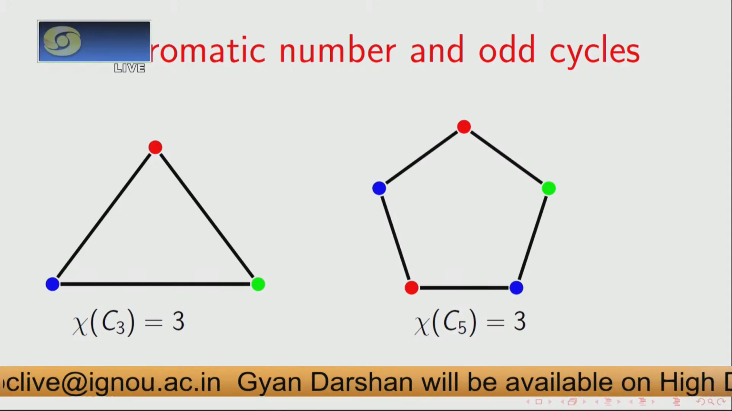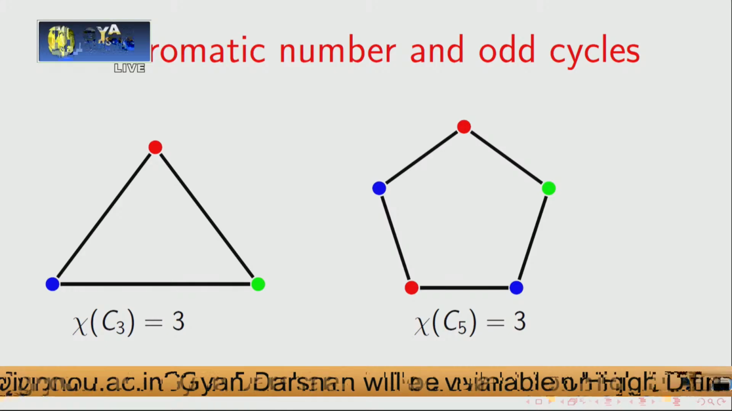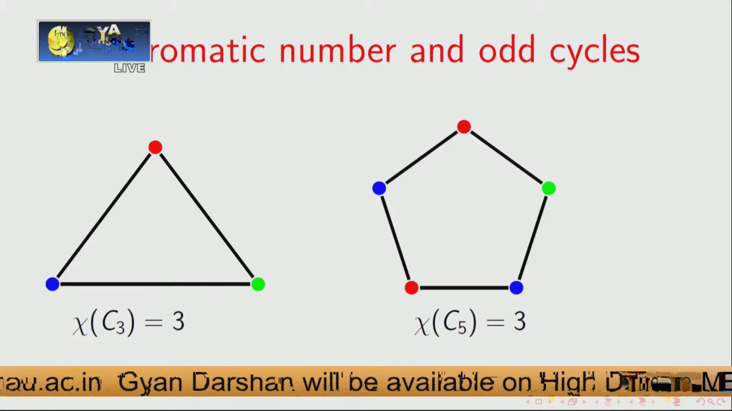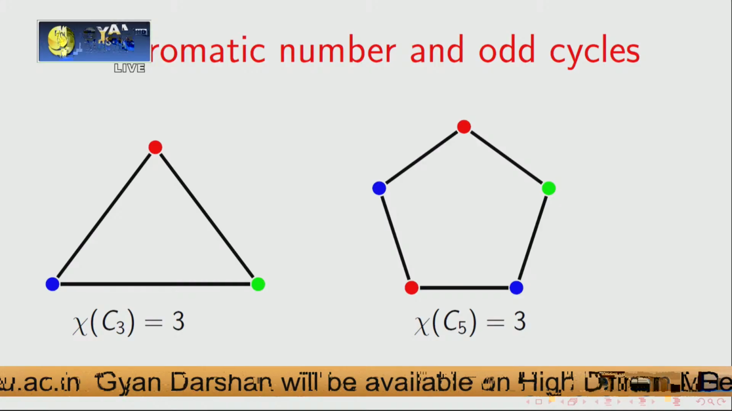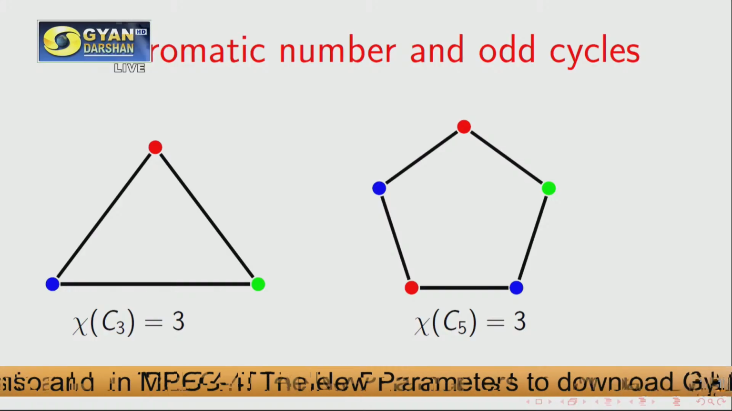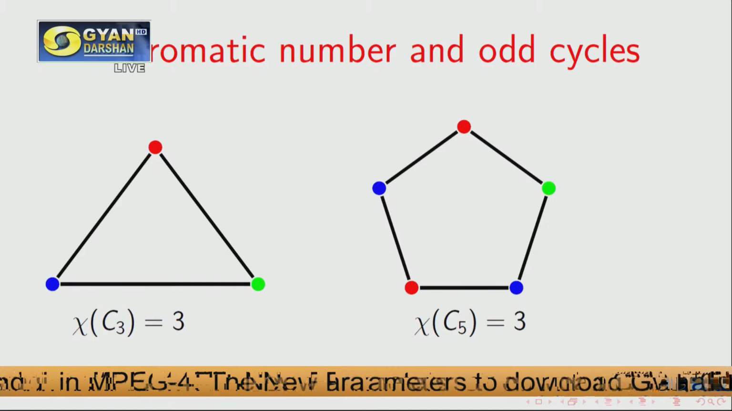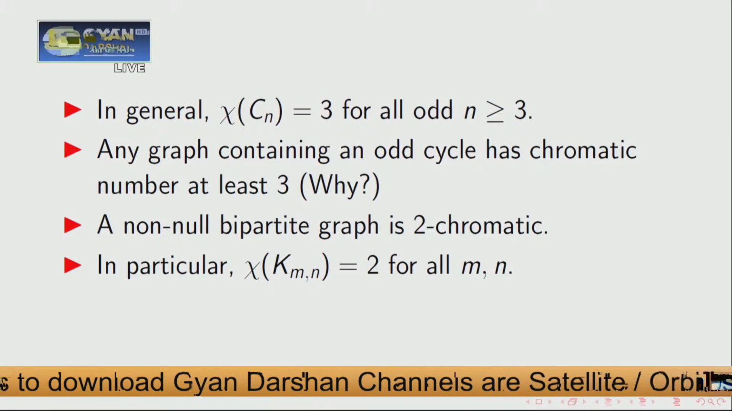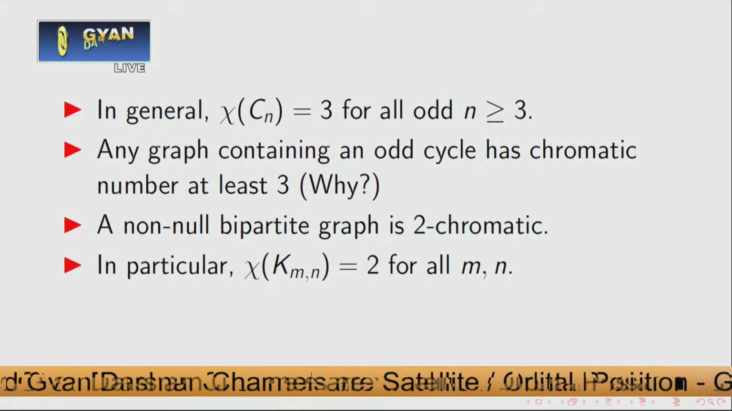You can see that any odd cycle requires at least 3 colors, and in fact 3 colors are sufficient. Therefore any odd cycle can be colored with just 3 colors. So we have just seen that the chromatic number of Cn is 3 for all odd n greater than or equal to 3.